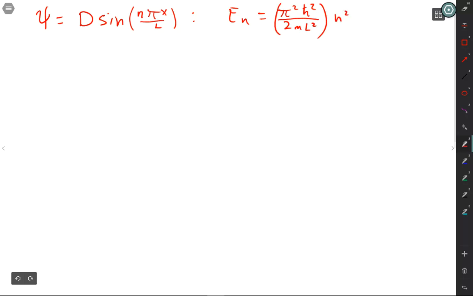One more thing I need to do. Because I have multiple values of n, my psi is now psi subscript n. I have all of my different solutions. How many solutions do I have? Infinite, because n is just a positive integer. So I have an infinite number of solutions, each one with a different energy, each one with a different wave function.